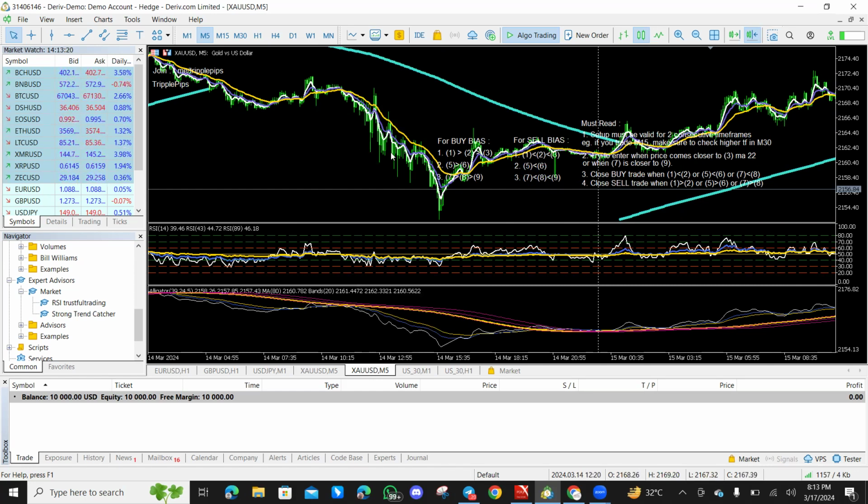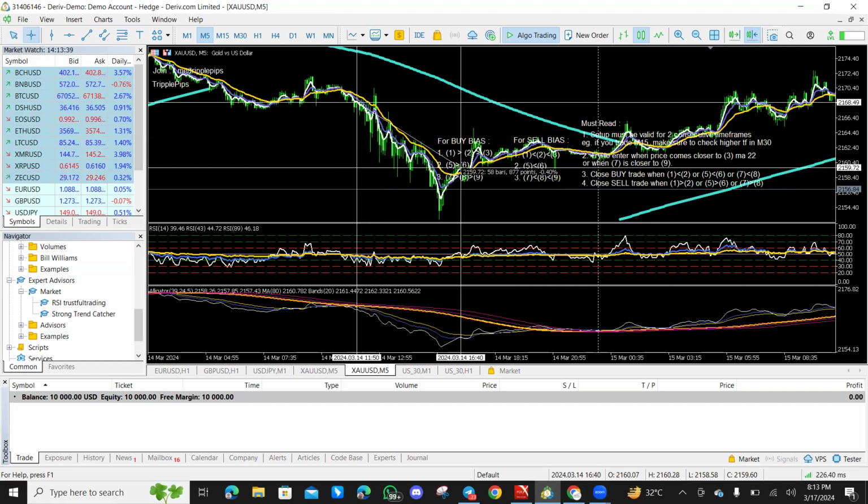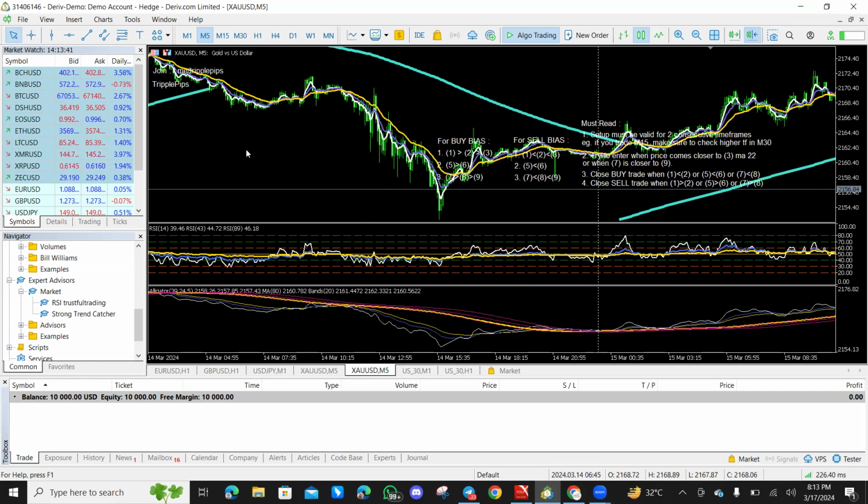Now, how long could the sale continue? We have also written in here that you close the sell trade when 1 is greater than 2, which is over here, or 7 is greater than 8, which is over here, right? So in this part, there is a possibility that we could grab something like 87 pips on gold in 5 minute time frames.